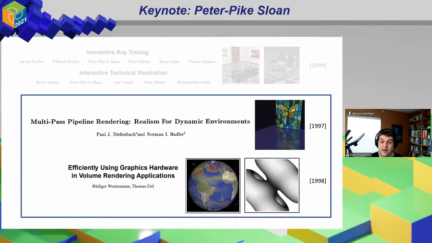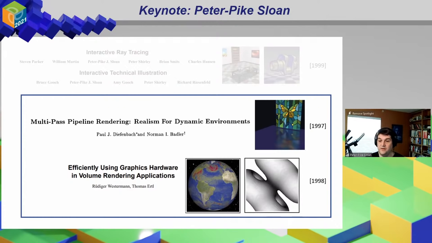The other one was at SIGGRAPH in 98 by Rudiger Westermann on doing volume rendering using graphics hardware. So there were these pixel texture extensions. The isosurface image is done by doing a forward difference to the light, to get gradients and doing dot products with crazy multipass algorithms. There's another paper by Wolfgang Heidrich the following year at SIGGRAPH that I considered using here. But I think this was sort of peak OpenGL multipass rendering.